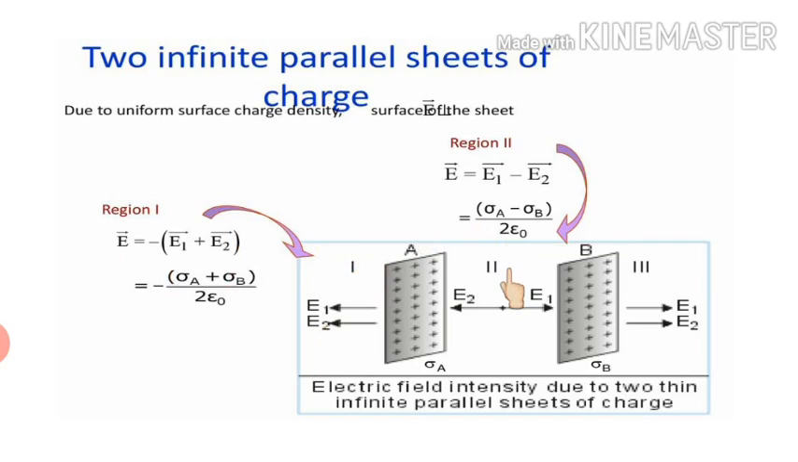Now in region 2, electric field E1 will be in this direction and electric field E2 will be in this direction. Both will be opposite. So the net electric field will be E1 minus E2, where E1 is positive because it is towards the right, and E2 is negative because it is towards the left. In place of E1 and E2 we can write sigma A upon 2 epsilon naught and sigma B upon 2 epsilon naught. Now suppose the surface charge densities for these two sheets are equal. In that case, the net electric field between the two sheets will be 0, because if sigma A and sigma B are equal and you subtract them, it gives 0.